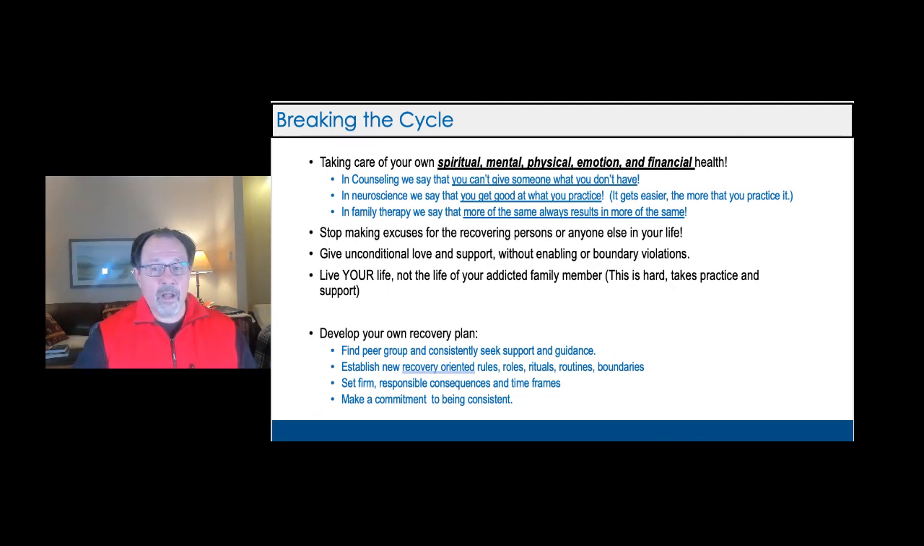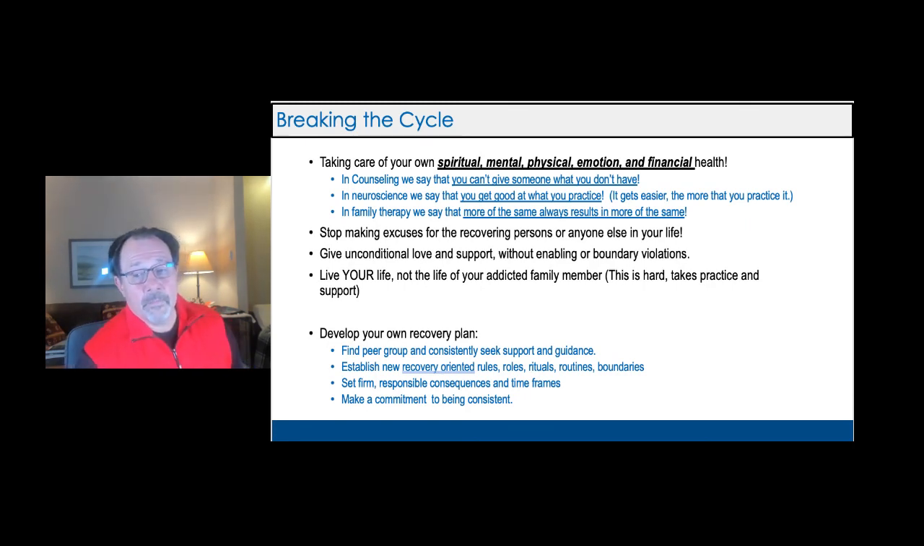So we can talk Wednesday, and on Sunday we're going to talk a little bit more about kind of a recovery plan for you. What do you need to do? Give unconditional love and support without enabling. And again, you have to learn how to control your nervous system in order to do that. And live your life, not the life of your addicted family member. And again, that's hard to do, but it's asking you to begin to set boundaries that to this point have been really difficult to do.